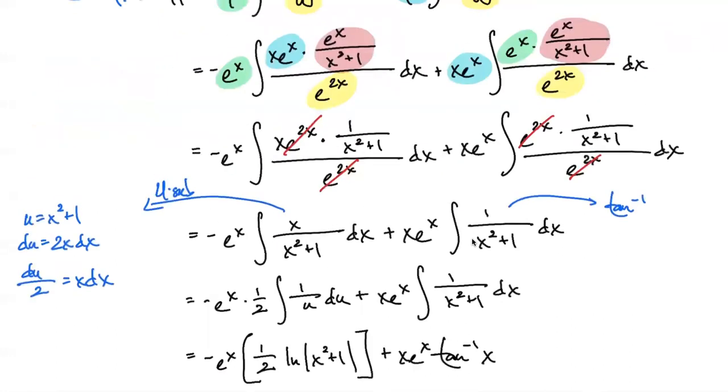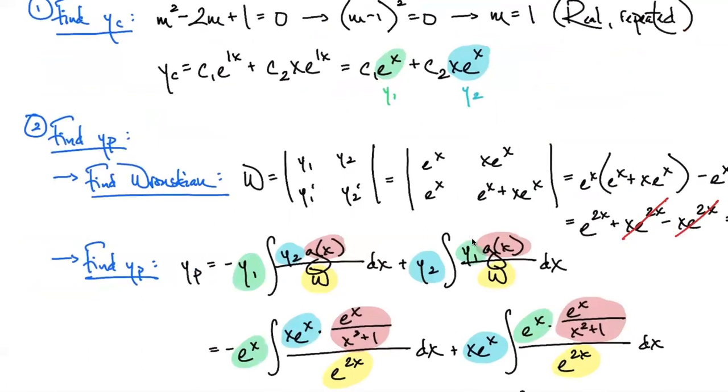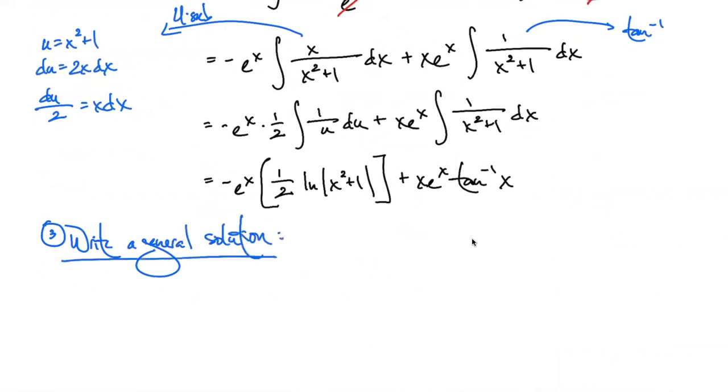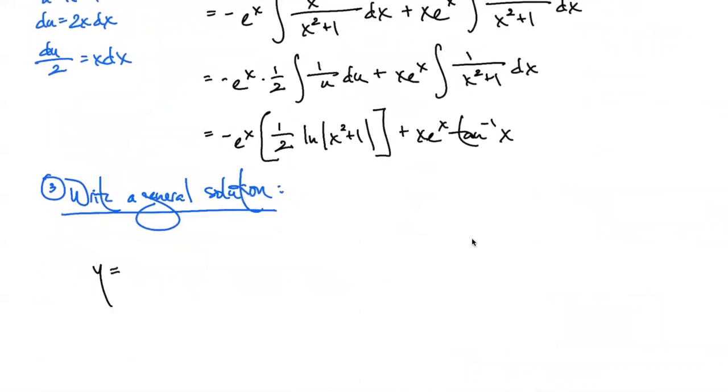All right, so we found our y sub p and we found our y sub c. And our last step here is to write a general solution. What we mean by that is we want to find y, not y sub c or y sub p, but we can go ahead and add those together.